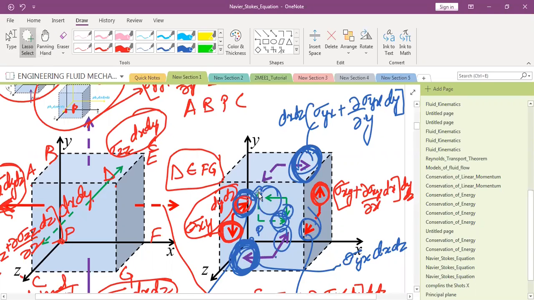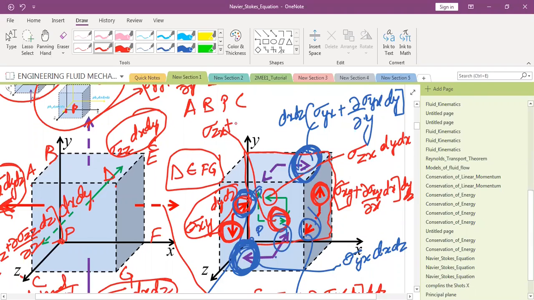Say I clean this part and I ask you regarding this force. This is on this face. What about this force? This is sigma zx into dy dx. What about this force? Sigma zx plus curly sigma zx by, what should I write down?